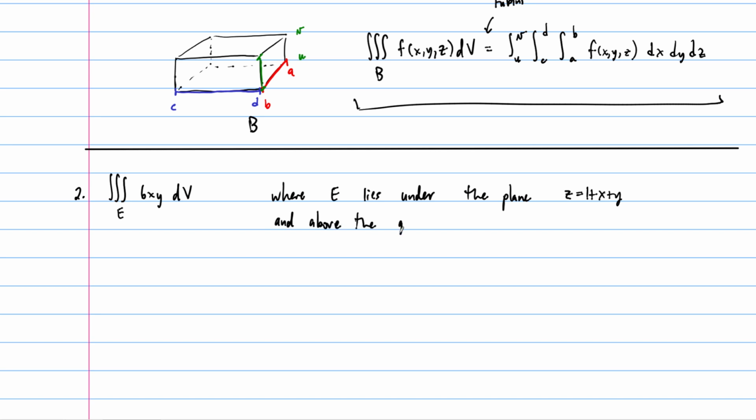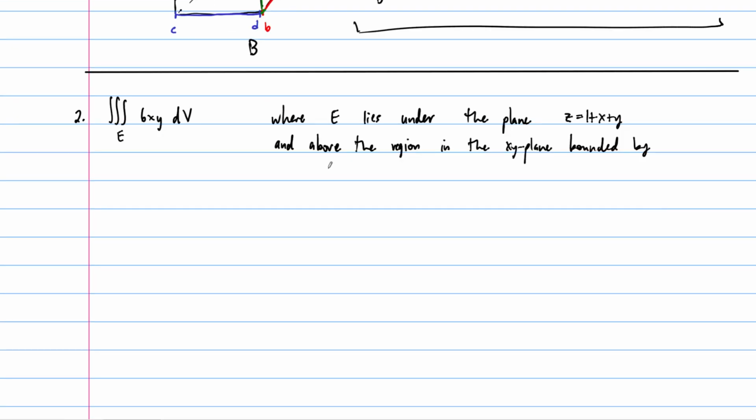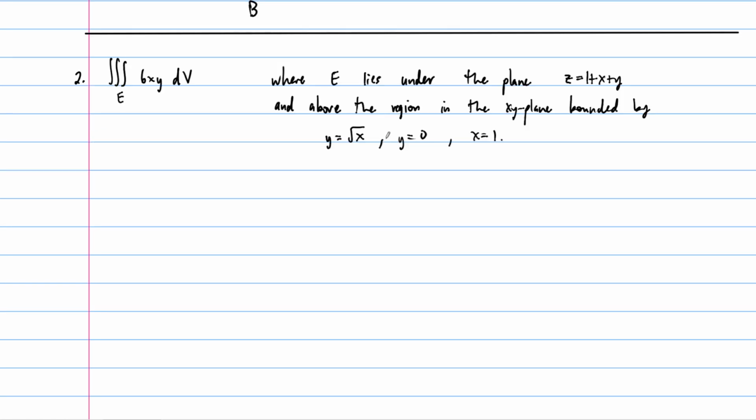So above the region in the xy plane that is bounded by the following curves. There's going to be 3 curves. It's bounded in the xy plane by y equals square root of x, y equals 0, and x equals 1. All right, so this is going to be our region E. That's what we integrate over. The integrand is given to us as 6xy. Let's see if we can get a picture now, sketch a picture of what this region looks like.